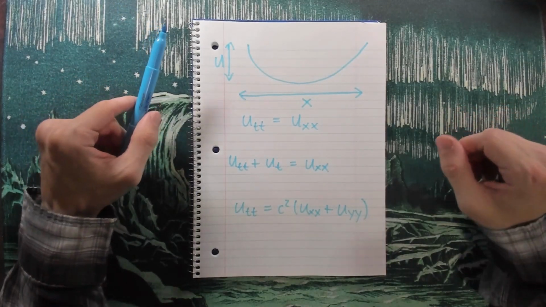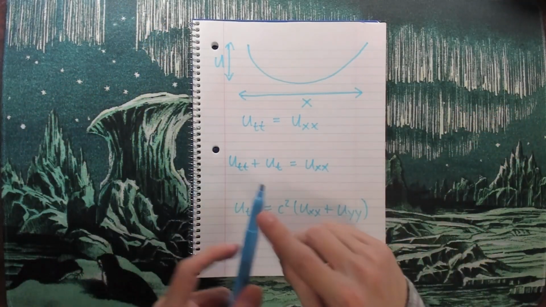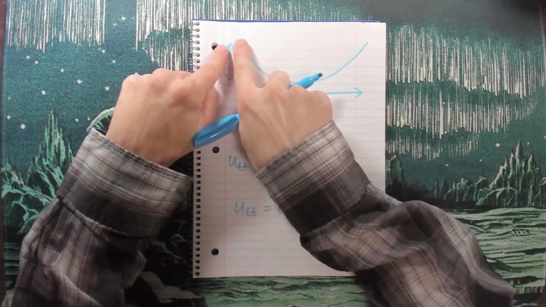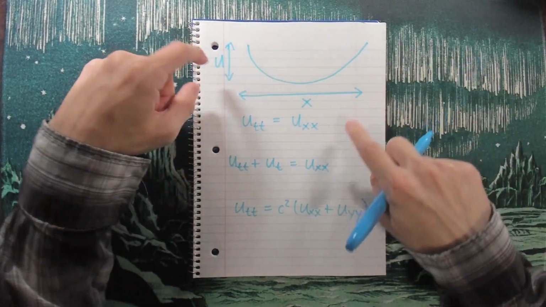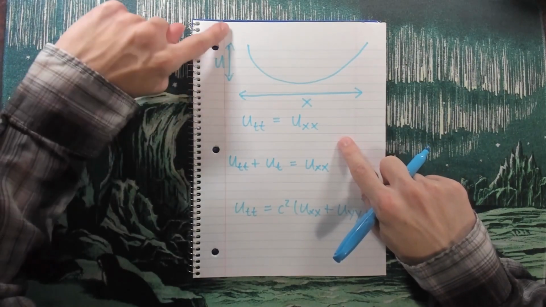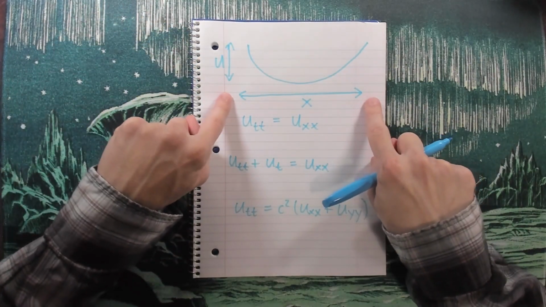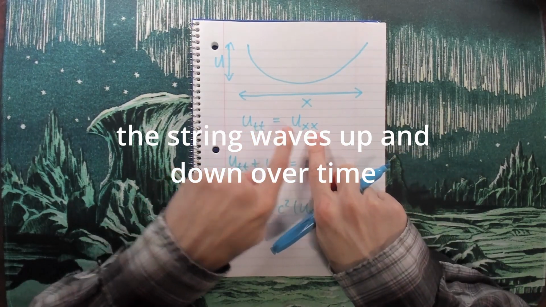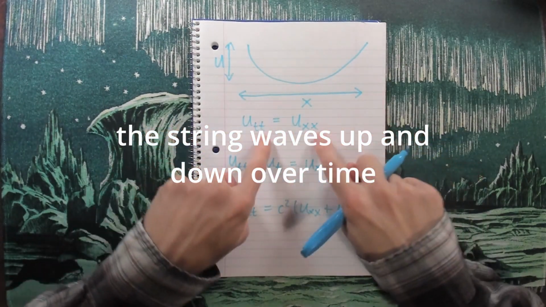Hello and welcome. Does the wave equation make sense? Well, let's see. Here we have some piece of string, and we have u as the vertical position and x as the horizontal position. U is a function of x and t, with x being the horizontal position and t being time.